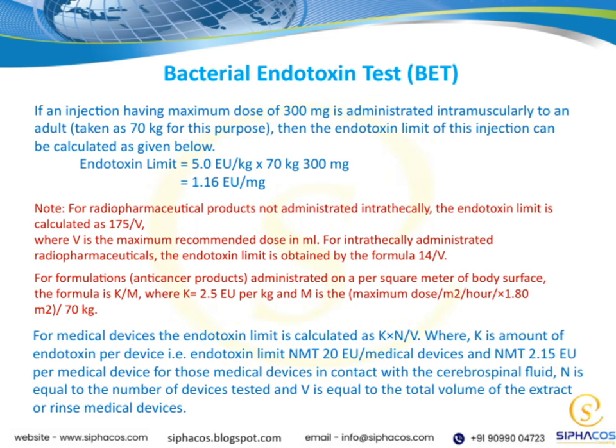For example, if an adult patient weighing 70 kg receives an intramuscular injection with a maximum dose of 300 mg, we can determine the endotoxin limit by multiplying 5 EU per kg by 70 kg, then dividing by the dose in milligrams. This results in an endotoxin limit of approximately 1.16 EU per milligram.